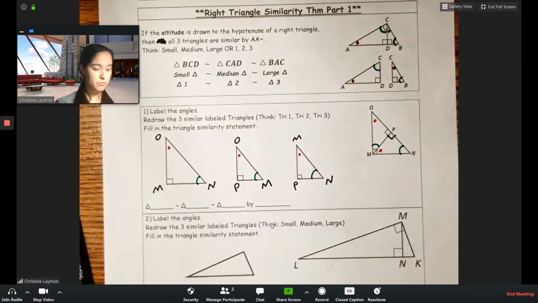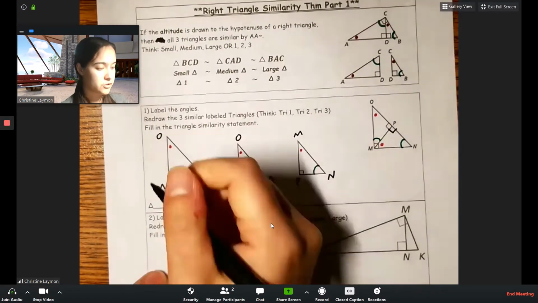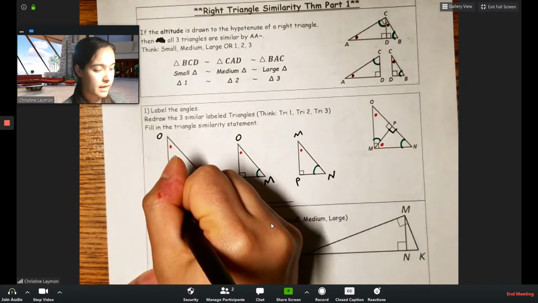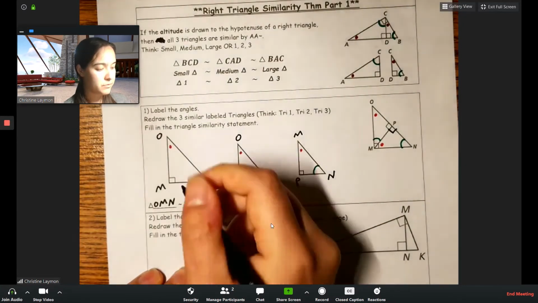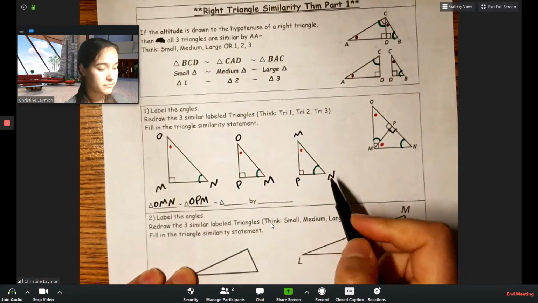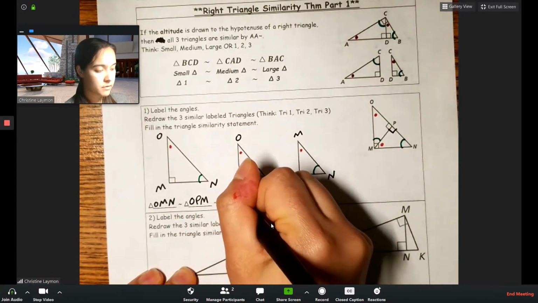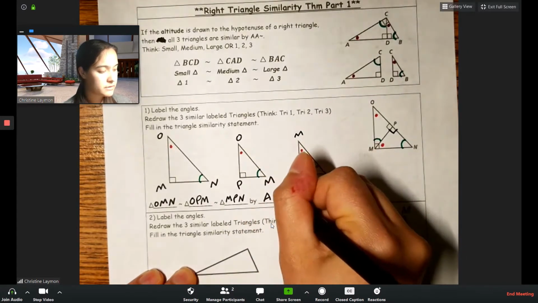So when I'm coming through now, I'm going to go ahead and label these. I've got triangle OMN, similar to OPM, similar to MPN, and these are always going to be similar by angle, angle, similarity.